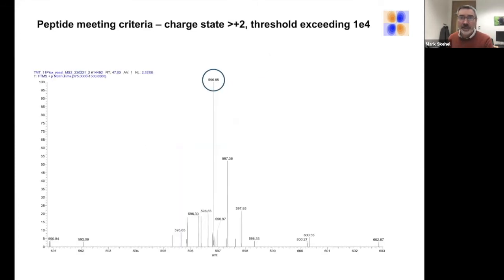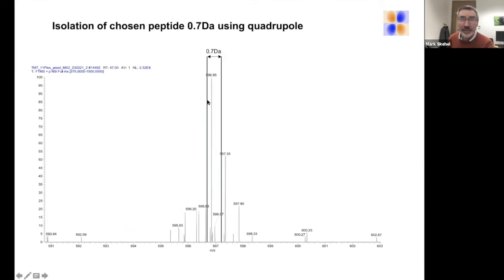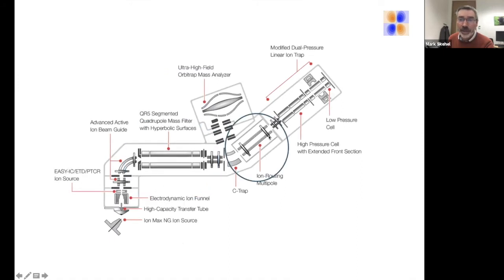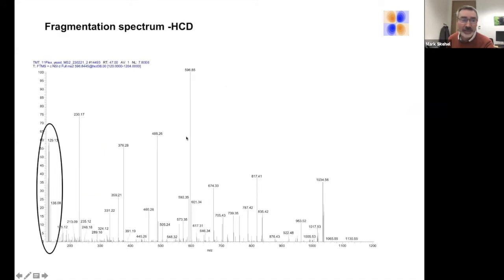Now if we select that 596 ion, the window that we select around it is about 0.7 Daltons, and you'll notice it's not the only thing selected. We use the quadrupole to select that. We move it through into the HCD cell, this ion routing multipole, fragment it, and in the Orbitrap, now here's the fragment spectra. We've got the reporter ions here, and we've got the fragment ions. So what we do with the TMT is use these fragment ions to identify the peptide and the reporter ions to quantify it.